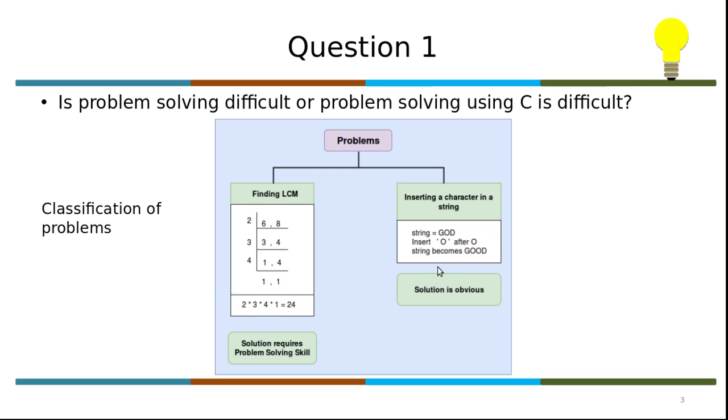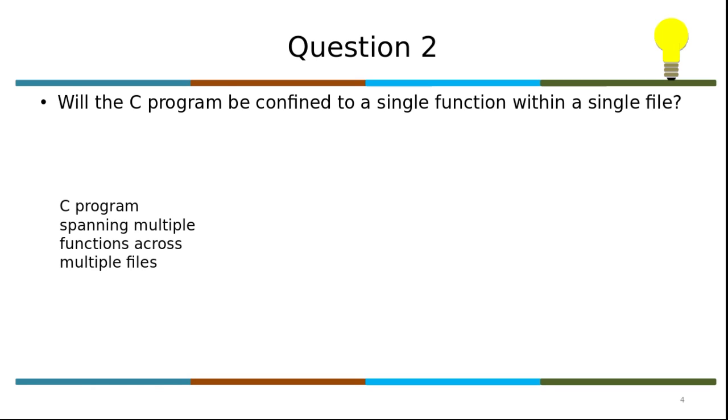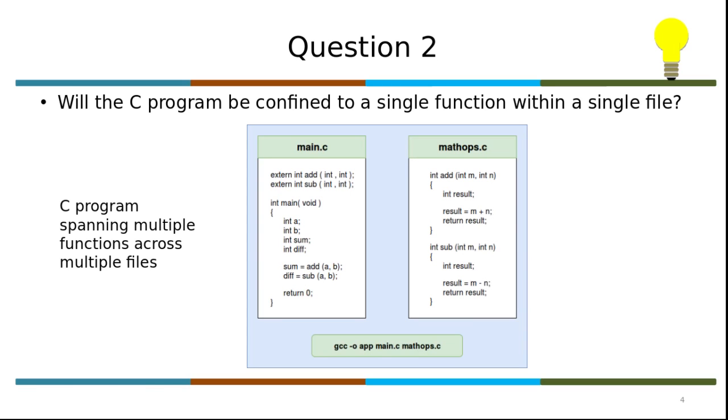So solving a problem is a two-pronged skill. One, first you should have the ability to solve the problem on paper. Next, you need to see what is the best C semantics or C constructs you can use to solve that problem in a C program. Right? This is how we can classify. Next, will the C program be confined to a single function within a single file? No and never. Any decent project will span multiple functions across multiple files.